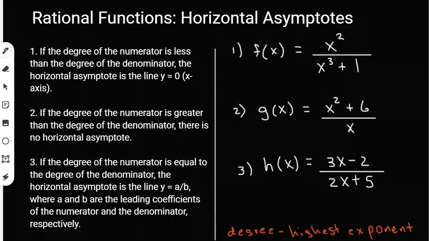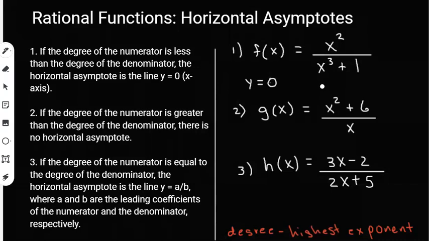The first rule is if the degree of the top is less than the degree of the bottom, then the horizontal asymptote is the line y equals 0, also known as the x-axis. So for this first problem, I have that the highest exponent on top is 2 and the highest exponent on the bottom is 3. Since the top is less than the bottom, then the horizontal asymptote will be y equals 0. So that horizontal asymptote is going to be the x-axis.